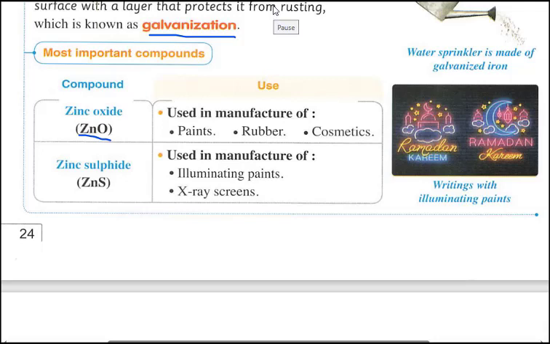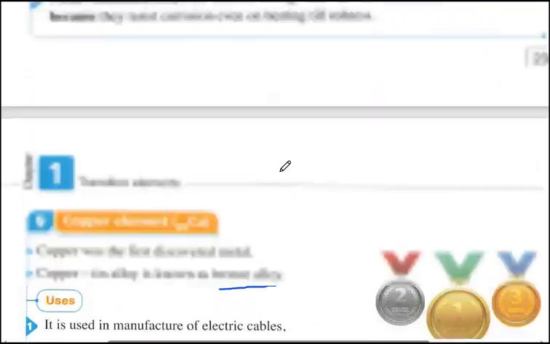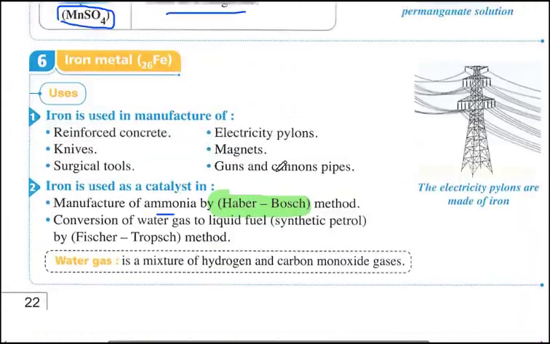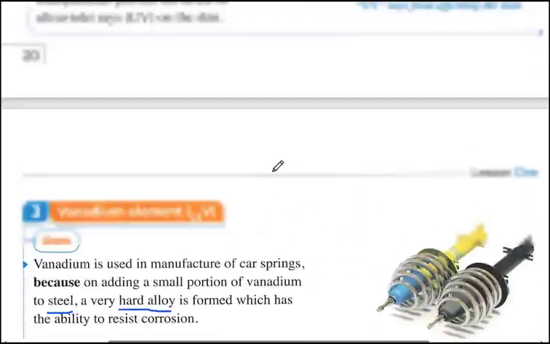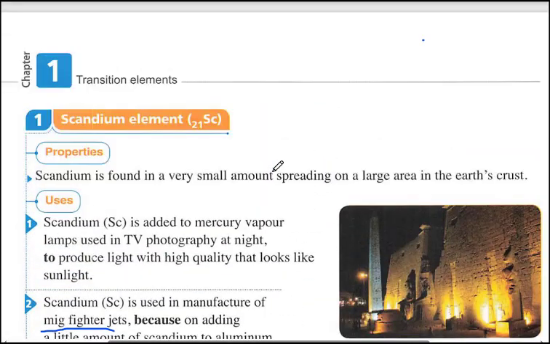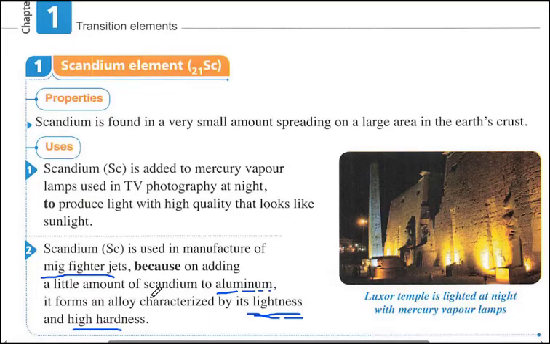So we will make some quick revision right now. Let's have a quick revision, then we'll go to the questions. Okay, starting from scandium 21. Scandium, we put a little amount of it in a mercury vapor lamp to give very high quality light that looks like sunlight. It is added to aluminum to give a very hard alloy whose weight is light. So its alloy is characterized by its lightness and hardness.